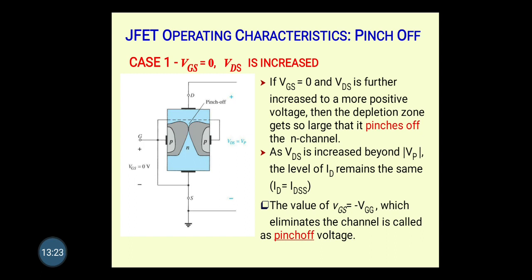When this occurs, after this the drain current will never increase; it will remain the same. So I hope you have understood that if VGS is 0, you are keeping the input voltage 0, and the output voltage you go on increasing, then you can see how the depletion layer is increasing. Now we will see the case when we increase the gate voltage also and the drain voltage also.